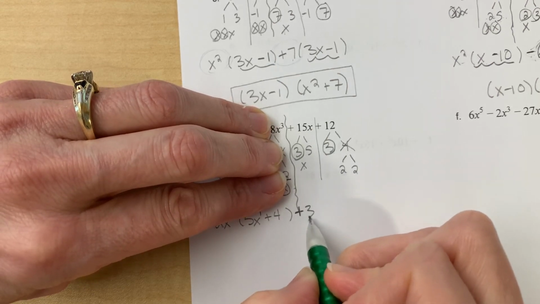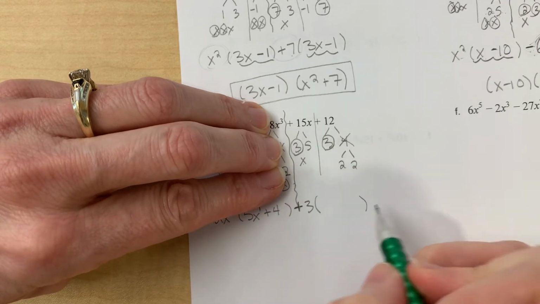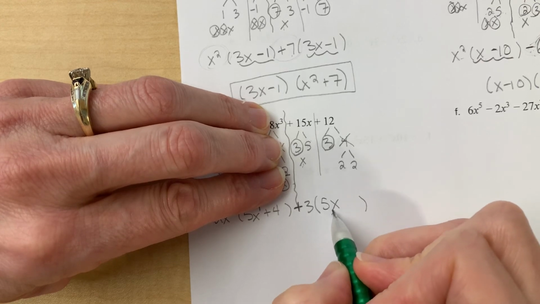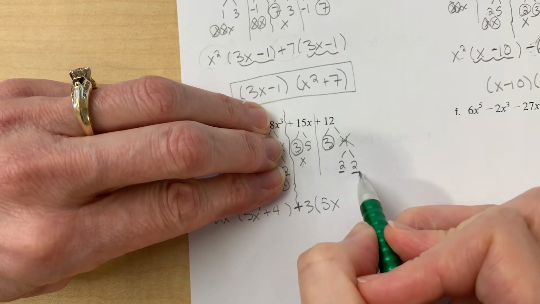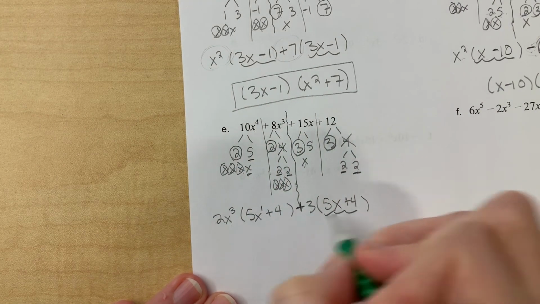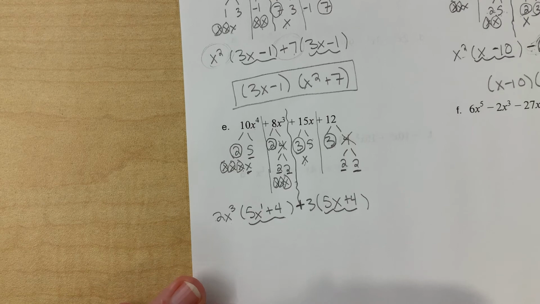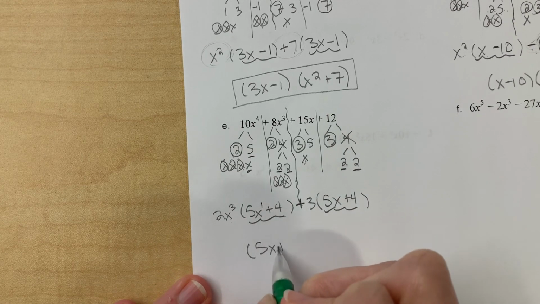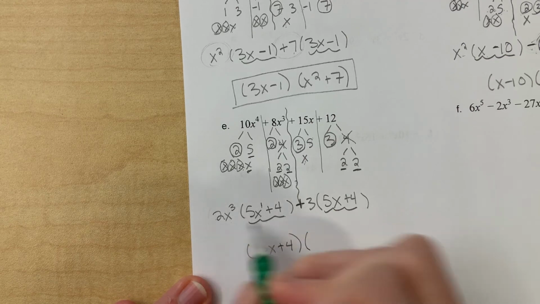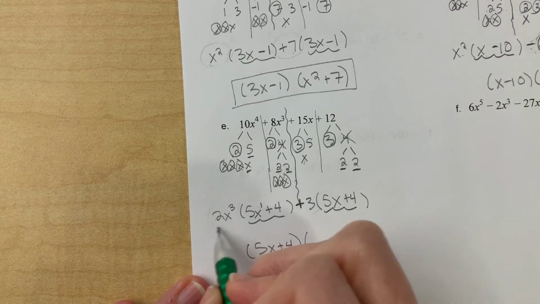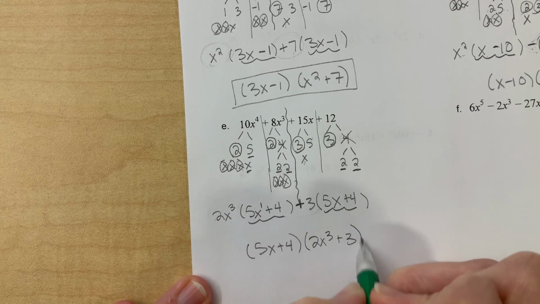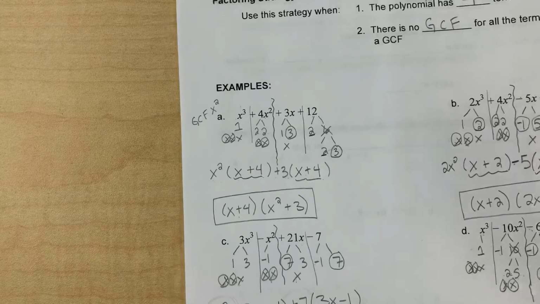So we're going to do plus 3 is going to go on the outside. What's left over here? 5 times x, 5x. What's left over here? 2 times 2, 4. So this looks good. 5x plus 4, 5x plus 4. So my common factor is 5x plus 4. My leftovers, 2x to the third plus 3. Okay, that is it for factoring by grouping.